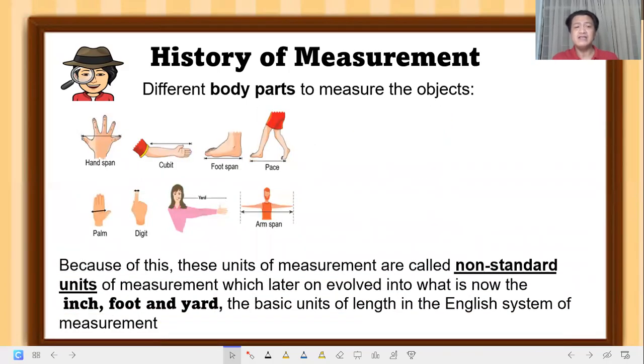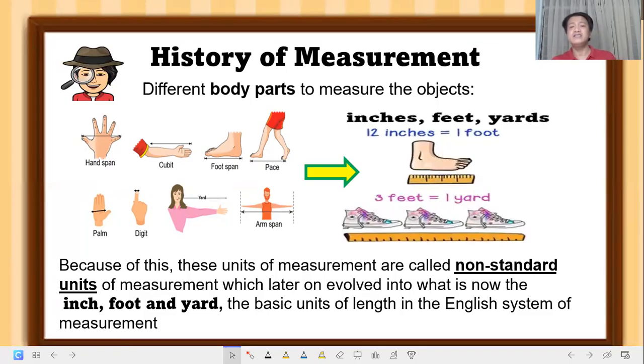Okay, with that, dahil sa discrepancies nila, because of this, these units of measurement are called non-standard units. Tinawag siyang non-standard units of measurement which later on evolved. Nag-evolve na siya into what is now, we call that inch or inches, foot or feet, yard or yards. These are now the basic units of length in English system of measurement. So napalitan na ngayon yung mga body parts kung kaya nagkaroon tayo ng non-standard units. So yan, 12 inches is equal to 1 foot, 3 feet is equal to 1 yard.